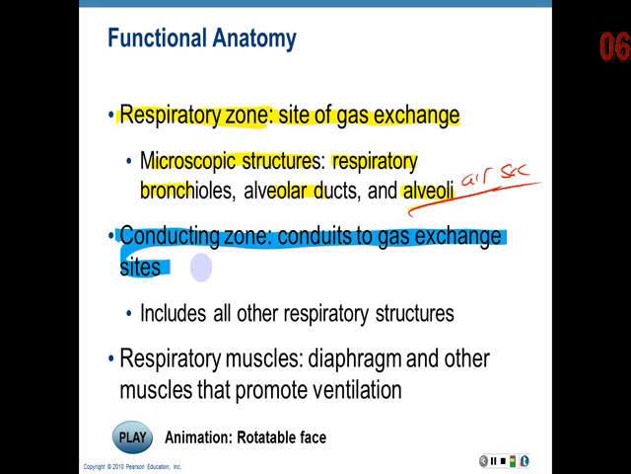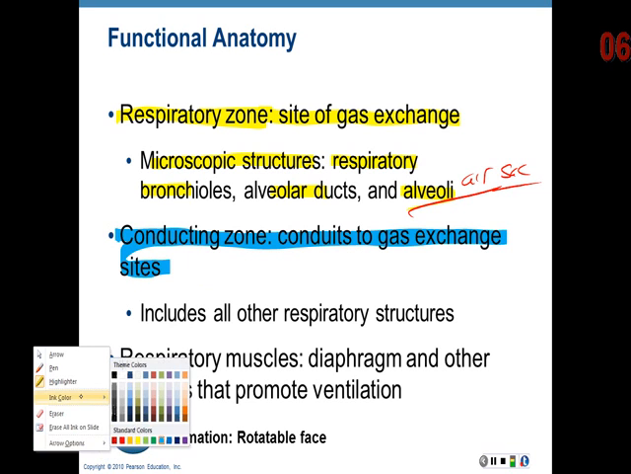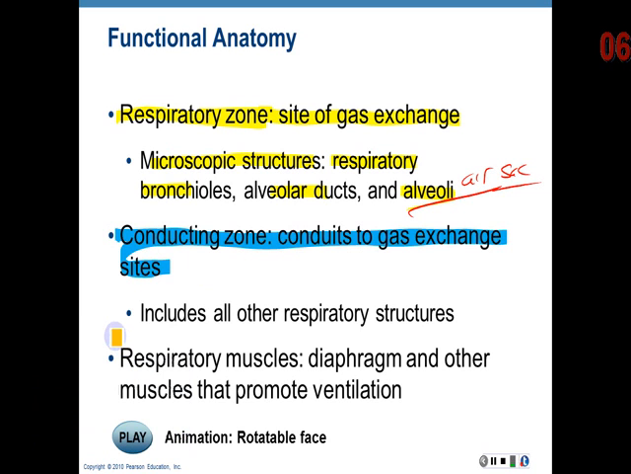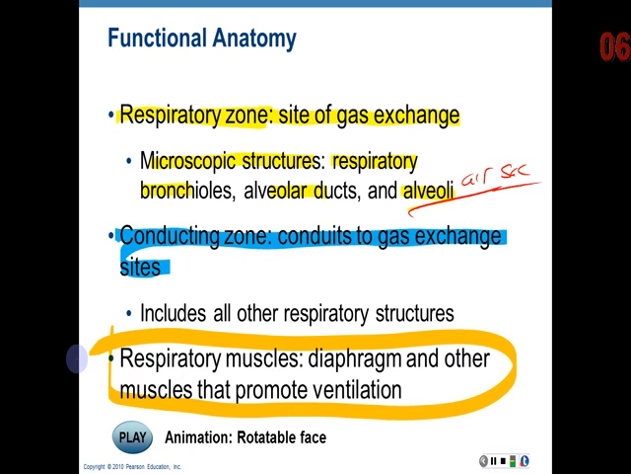Other respiratory structures, which we mentioned along the way, will be involved here, and we have muscles that move the ribs up and down and expand and contract the chest, so diaphragm and some rib muscles and some other chest muscles that help to move.